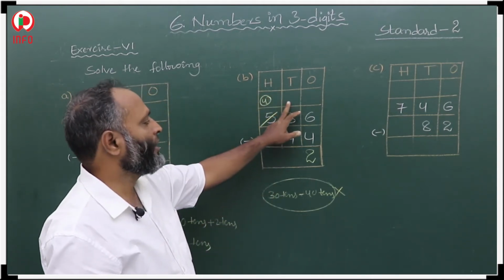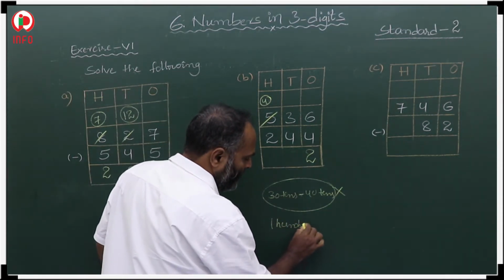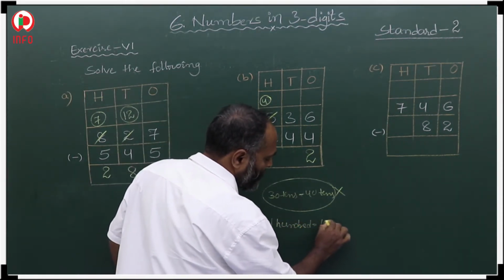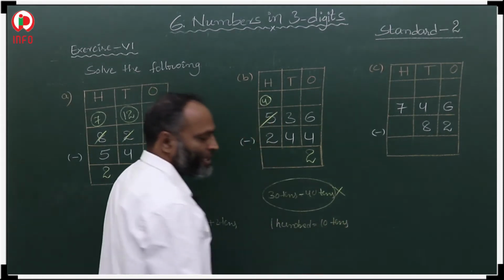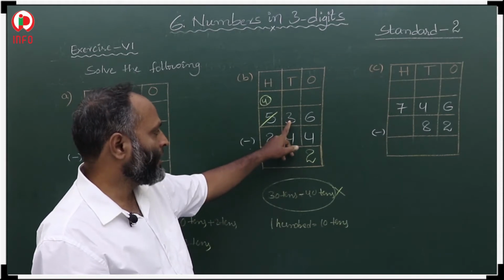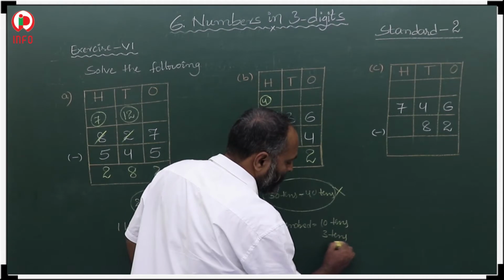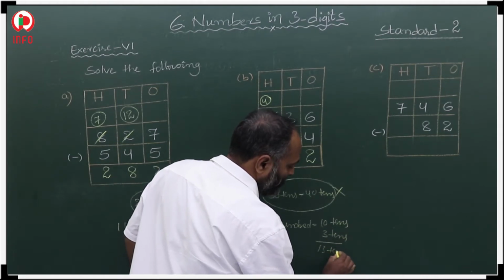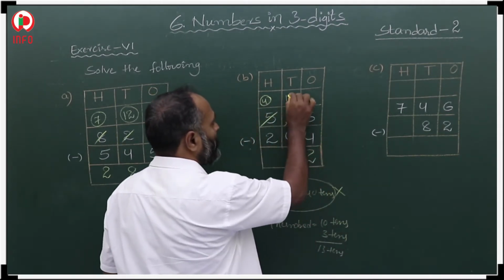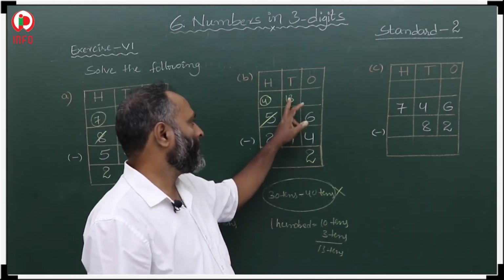Here we are borrowing 100. 100 is equal to 10 tens. 10 tens and the 3 tens already here, 10 plus 3, is 13 tens. Then here we have to take 13 tens. Okay. Now 13 minus 4.